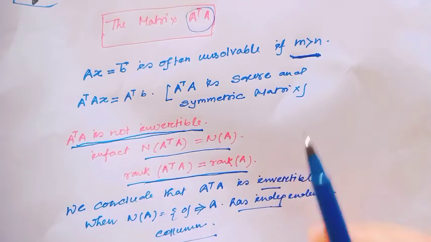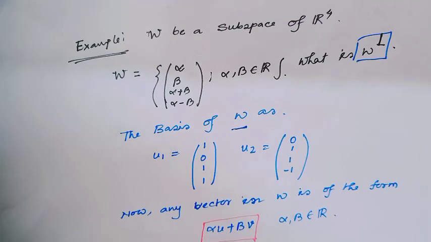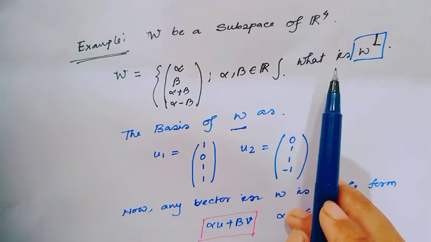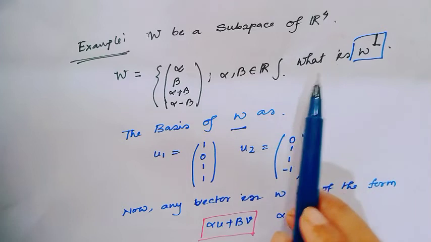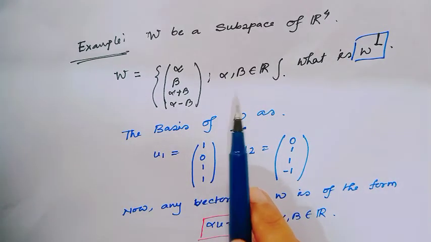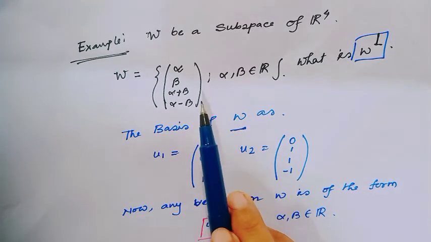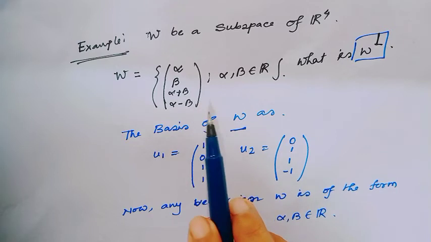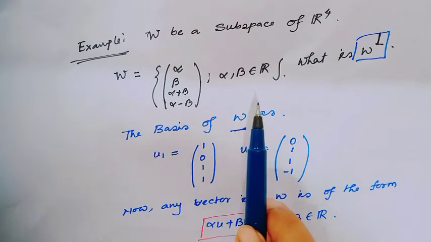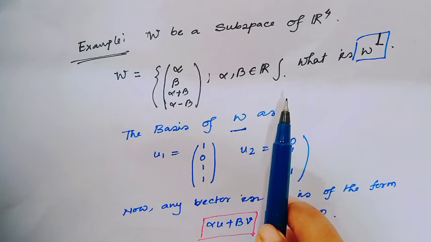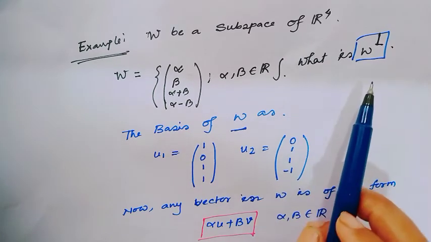Are you getting? Now let's come back to our original discussion. I will see the basis of the orthogonal complement. The example is: consider W to be a subspace of R4, where W contains the set (alpha, beta, alpha plus beta, alpha minus beta), where alpha, beta belong to R. Then what is W perp?